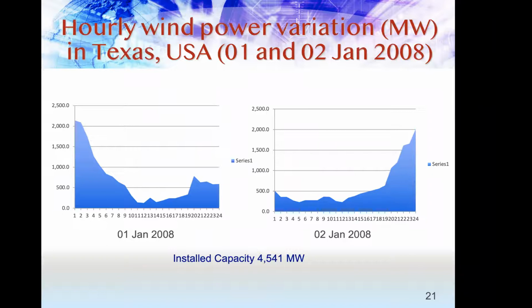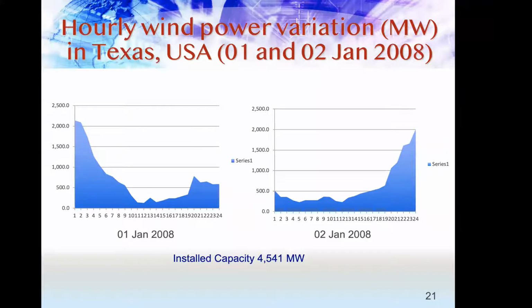More examples. Again in Texas, January 1st, 2008, I'm showing you 2 days back to back, January 1 and 2. It's a 4,541 megawatt wind farm. Early morning hours on January 1st, I'm getting about 2,200 megawatt, slowly going down to about 50 or 100 megawatt by 11 o'clock, then stays low for the rest of the day. The next day, January 2nd, it's under 500 most of the day, then picks up.